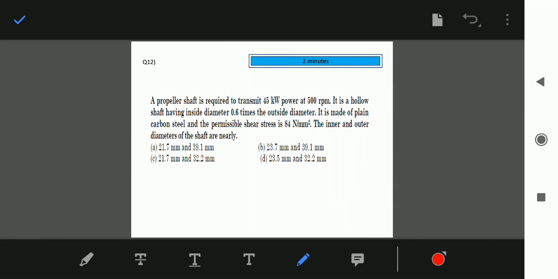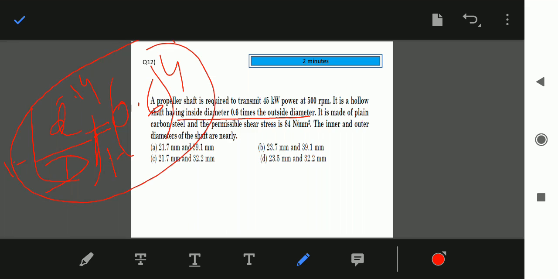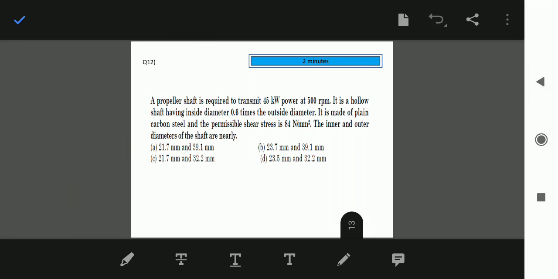So after solving this you will write small d by capital D as, here it's given that inside diameter is 0.6 times the outside diameter. So small d by capital D is given out to be 0.6, and you have to apply whole power 4 and 1 minus that. So on putting in the previous formula you will get the answer, and the answer will be option B. Okay, so like this we will solve this question.